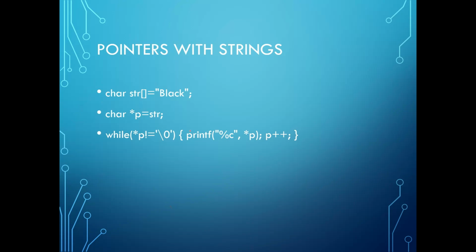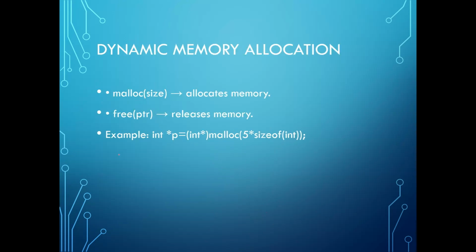Pointers with strings: how are you going to print it? Here you see a character array str with the string black. It is storing black here, and into pointer P you are assigning str. In pointer P, if the value is not equal to \0, it will always print, and pointer P is incrementing with p plus plus. So the address is incrementing. That's why the characters will print as B L A C K like that. You can try this by yourself and see how it works.